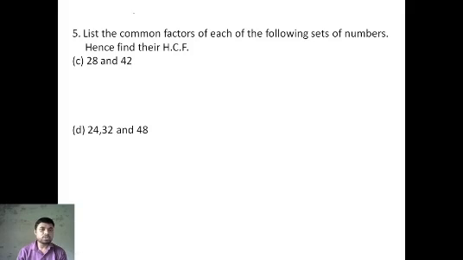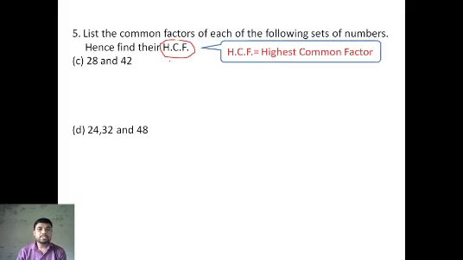Come to the next question. List the common factors of each of the following sets of numbers and find the HCF. So what is HCF? HCF full form is highest common factor. Look here, two numbers are given. First you have to write the factors of 28, then the factors of 42. Among them you have to find the common factors, and among the common factors, which factor is highest. Is it clear, my dear students? That is called the HCF.